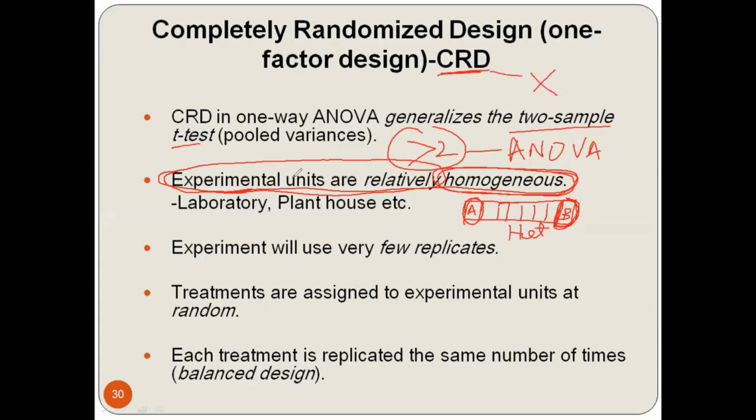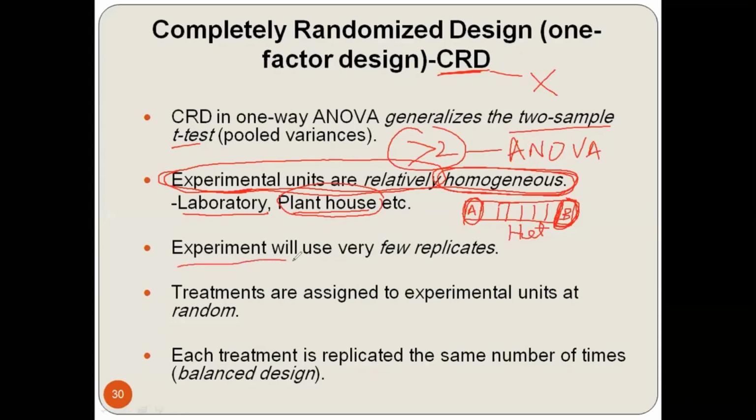So what kind of places are much more suitable for this kind of experiment? CRD: laboratory. If you look at the laboratory, more or less the conditions are the same everywhere, right? Everywhere laboratory conditions are more or less the same. Similarly, plant house, net house, right? All the indoor experiments can be considered as homogeneous, right?